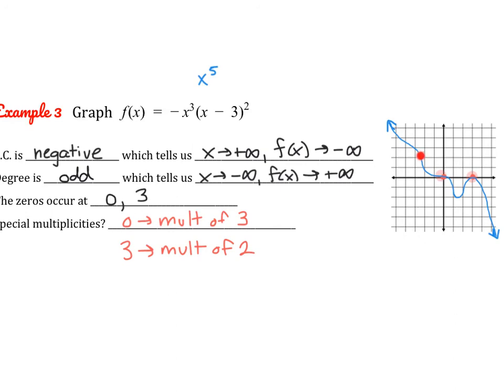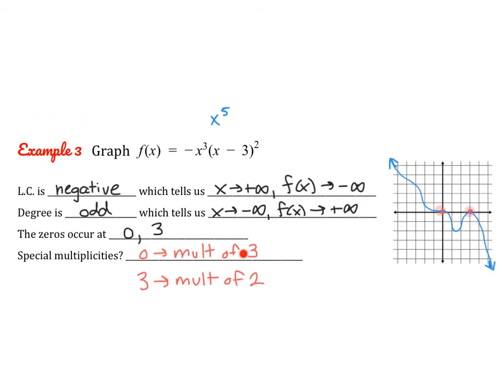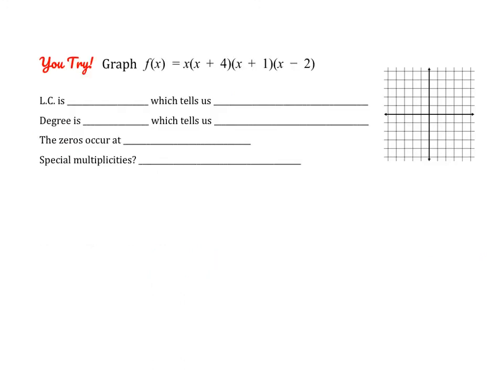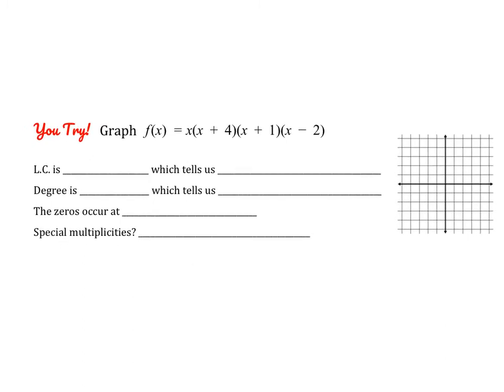So again, odd multiplicities, it slows down and it flattens out, but still crosses. And for your even multiplicities, your graph touches, turns around without crossing. So just do your best when you're graphing to show that you are adding in these features, even if you have to exaggerate them a little bit. Alright, so at this time I'm going to ask you to pause the video and give this problem a try, and when you're ready, hit play and we can check your answers.